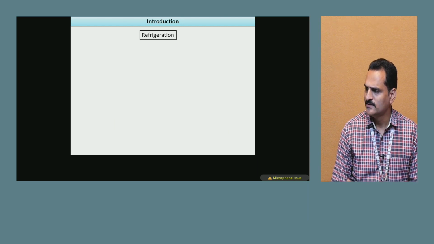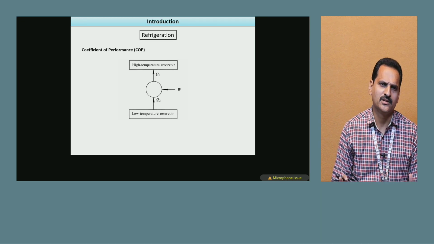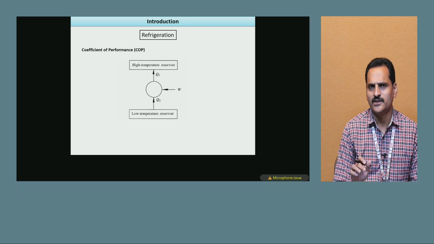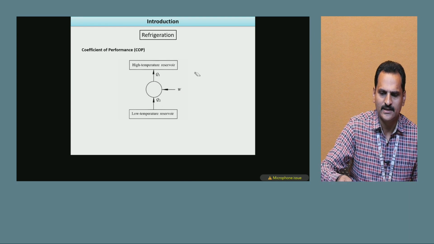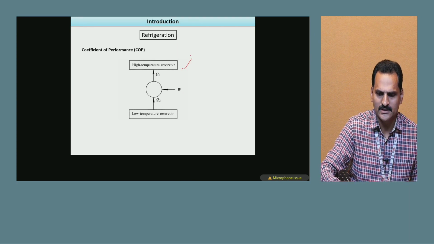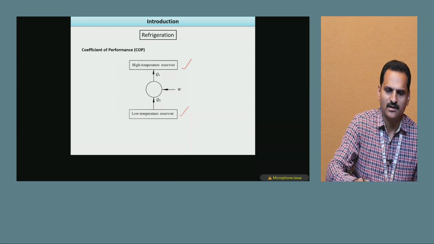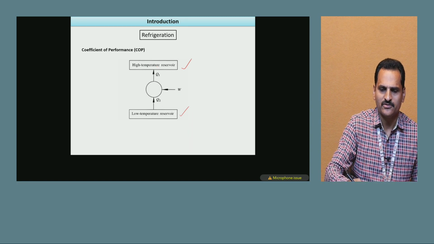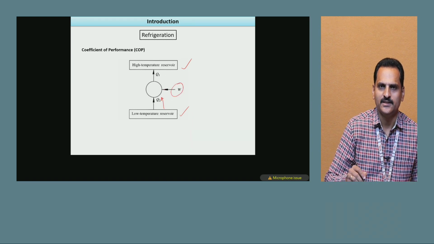So let's talk about how to determine the coefficient of performance of a refrigeration system. If you look at this block diagram, there are two reservoirs, a hot reservoir, or high temperature reservoir, and a low temperature reservoir. If you want to transfer the heat energy from the low temperature reservoir towards the hot reservoir, it requires energy.